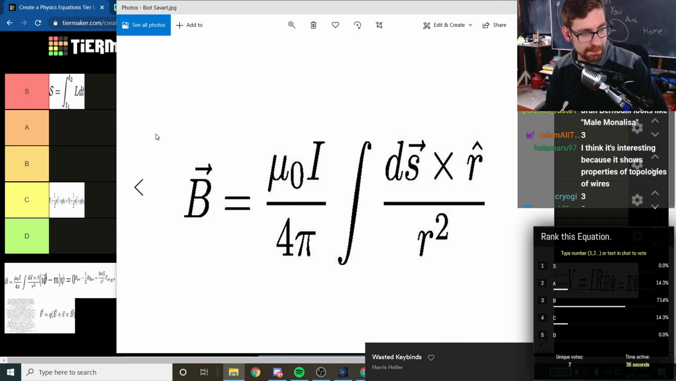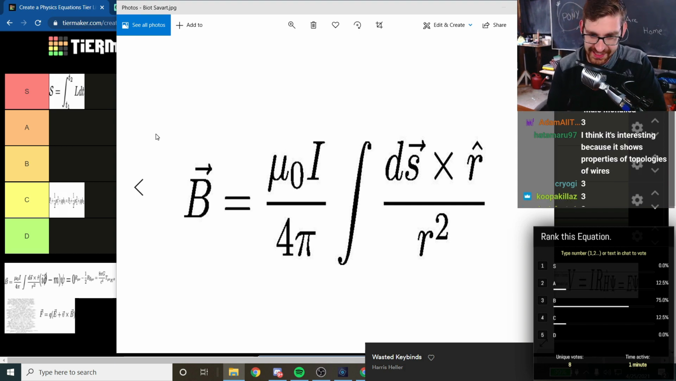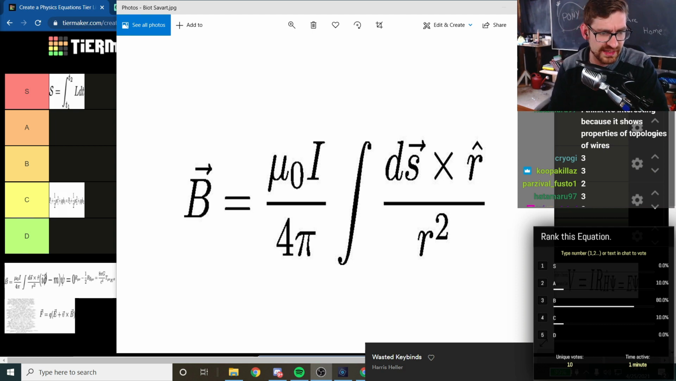So it looks like people are voting for a solid B on this one. I kind of tend to agree. I don't think it's down where Bernoulli's is, let's be real about this. But I don't know if it's A quality, and it's certainly not S. I think we can all agree that this is not an S quality equation. So it looks like we're at a solid B. All right, let's put it in.